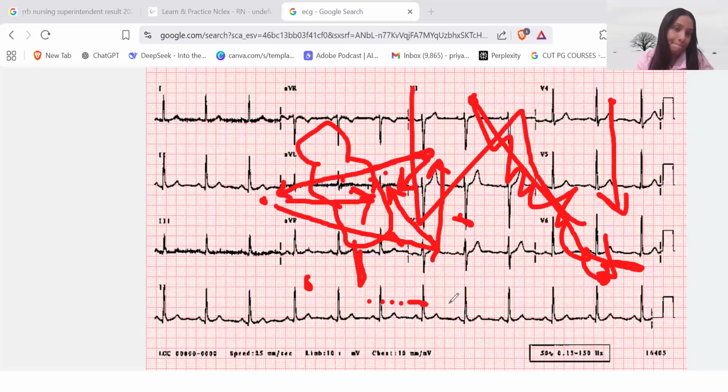Basically, they denote time. One small box is how many seconds? 0.04 seconds. So 0.04 into 5 is 0.20 second. So one big box is 0.20 second. Understood? Can you explain, please? This is 0.04, this is 0.04, this is 0.04, this is 0.04.